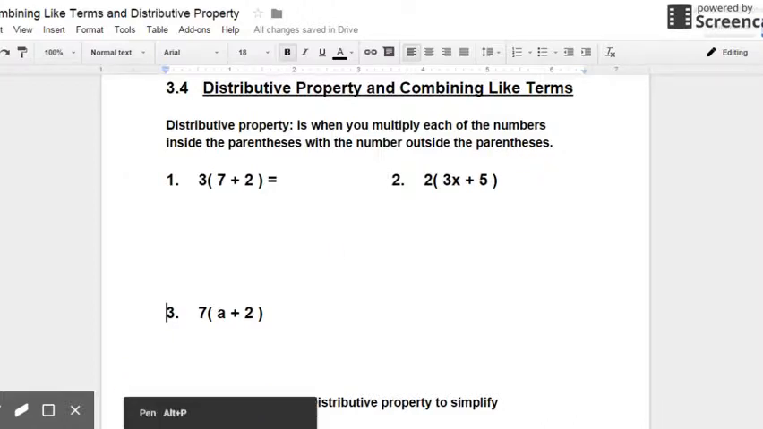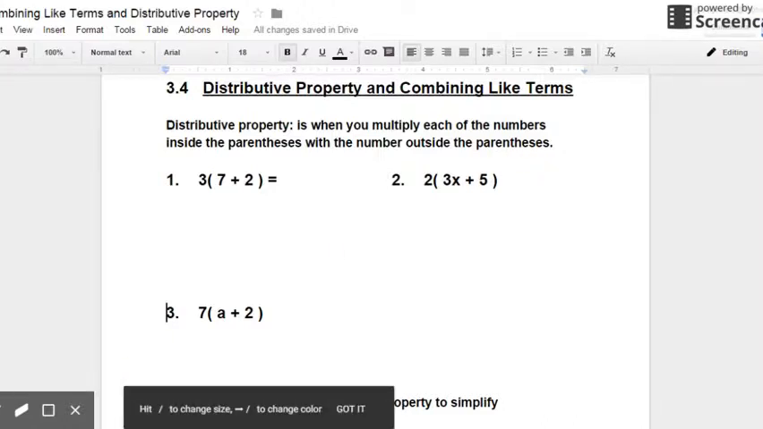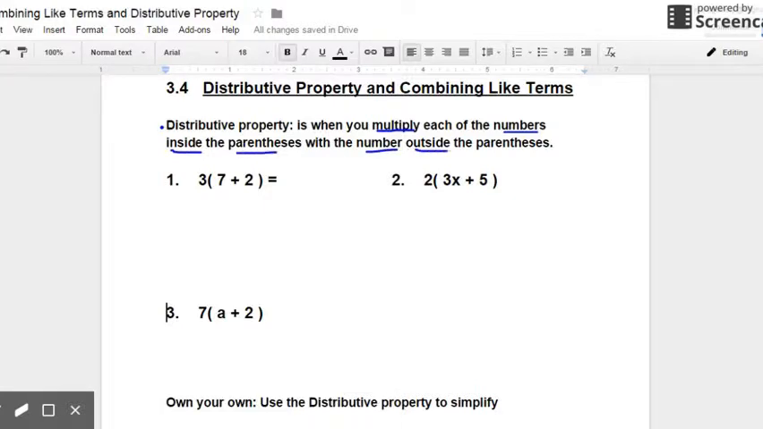So if you take a look here, it's going to highlight some key points. The distributive property is we're going to multiply the numbers inside the parentheses with the number outside the parentheses. So let's go ahead and take a look. We'll go over an example. Let's look at example 1. So we look at this. 3 is outside the parentheses, and 7 plus 2 is inside the parentheses.